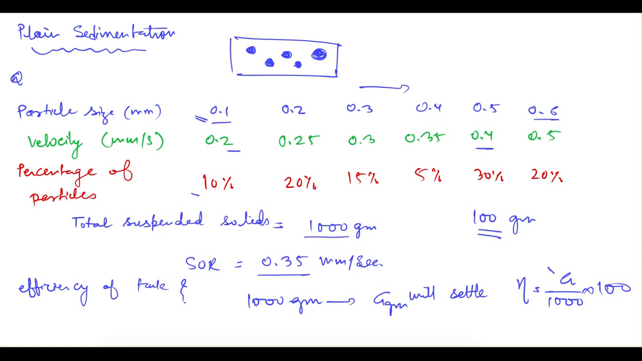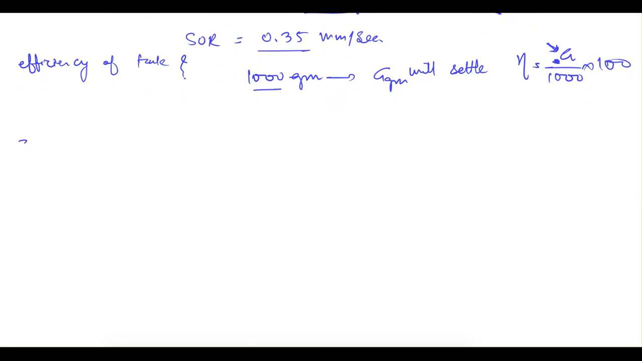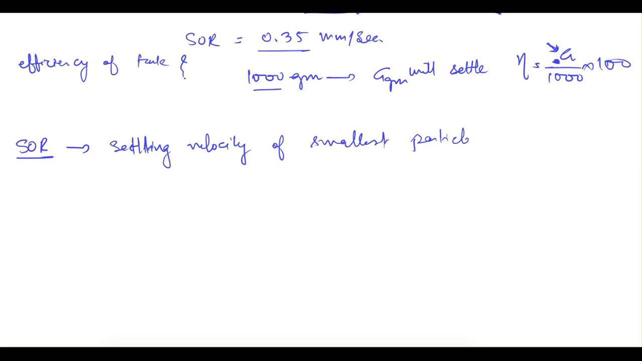Now for that, first we need to obtain the value of g, that is the total amount out of this 1000 gram that will settle. So let's try to find that out. First of all, the surface overflow rate is given to us. What is the surface overflow rate? It is the settling velocity of the smallest particle size which will settle completely.